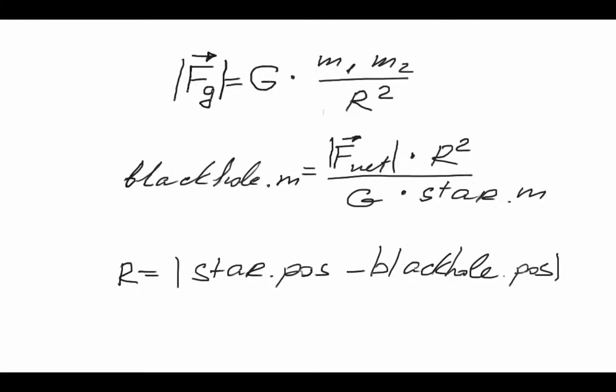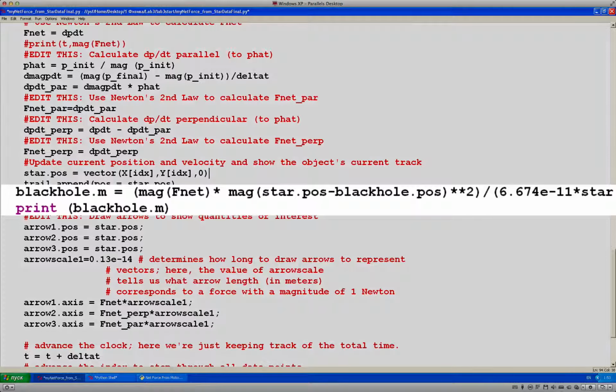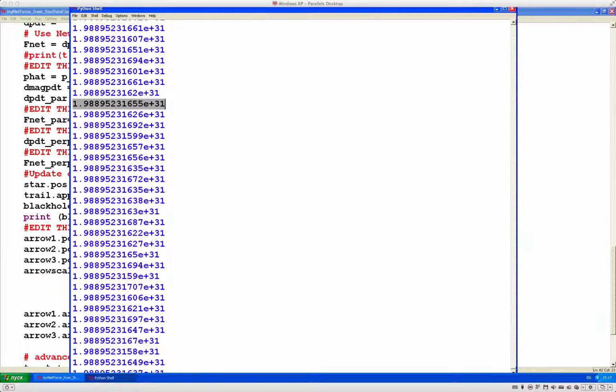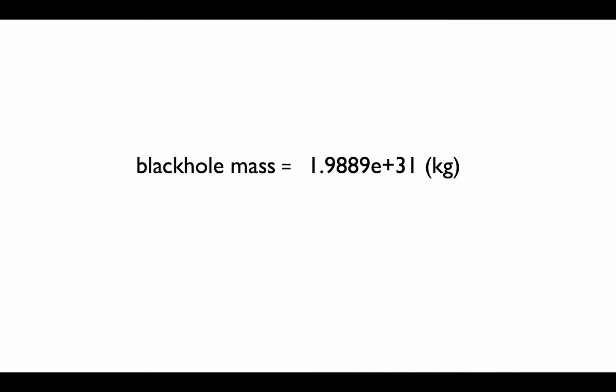We calculate black hole mass using Newton's universal gravitational law. Here is the Python code for calculation of the black hole mass. To be sure that nothing is wrong, I have printed the black hole mass for each iteration of the main calculation loop. We see that the black hole mass is a constant.